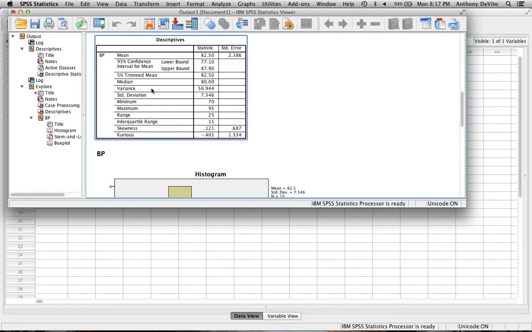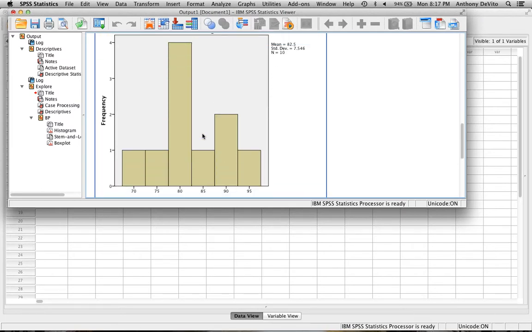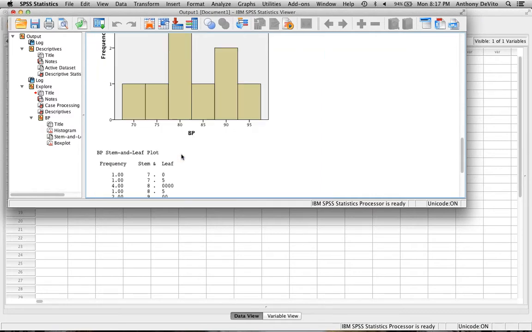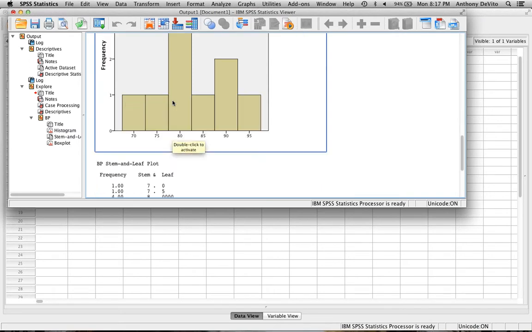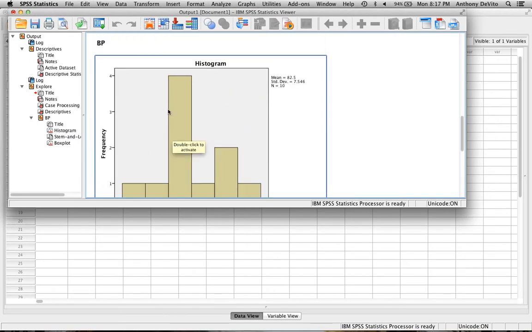Well, now I got all sorts of other statistics here. I got the median, I got the range, I got something called the interquartile range, and so forth. And it also displays the distribution of this data. Let's take a look at this data. One person was between 70 and 75. One person was between 75 and 80. There were 4 people that had blood pressures of 80. One person blood pressure. Now, graphically, I can get a better idea of what this distribution looks like.